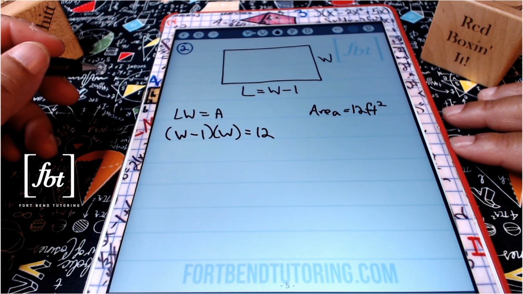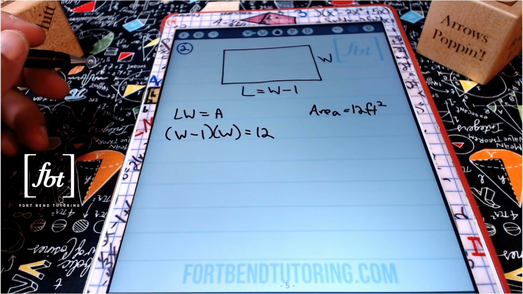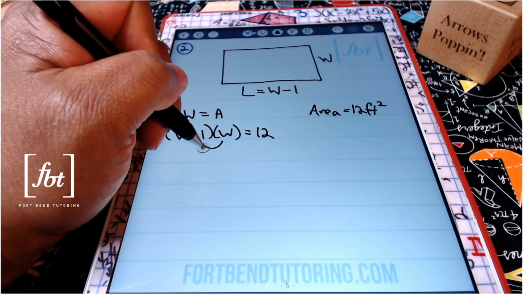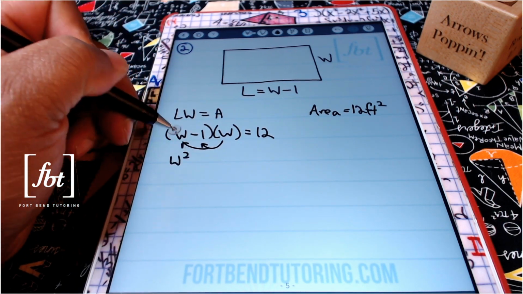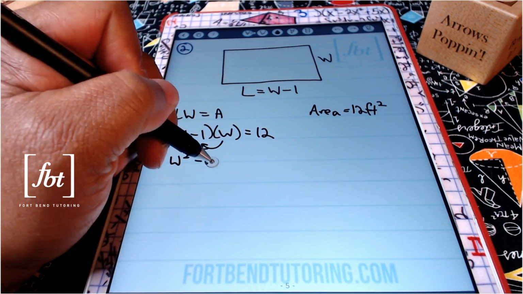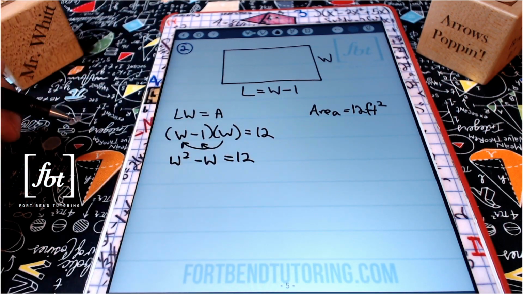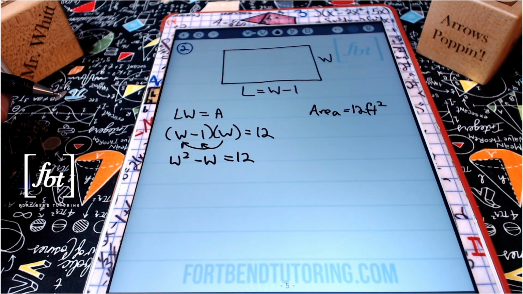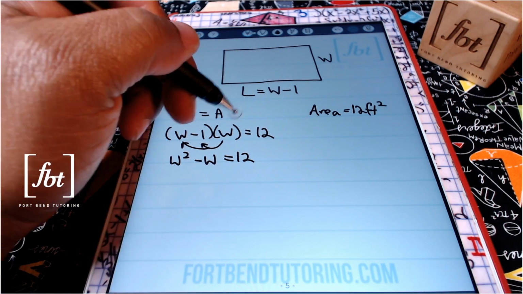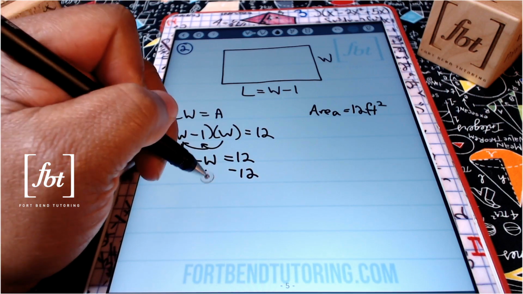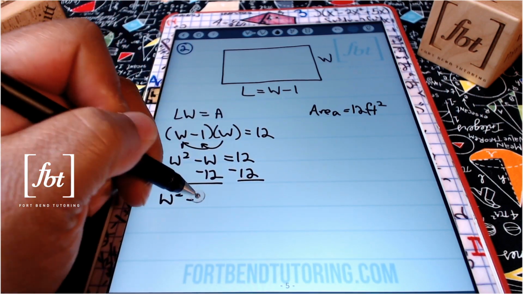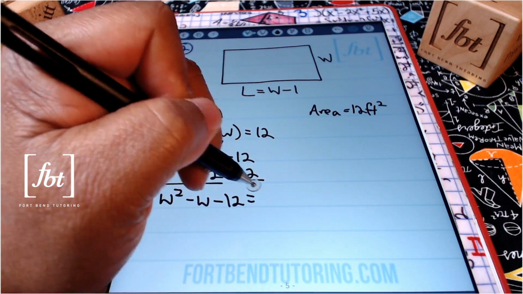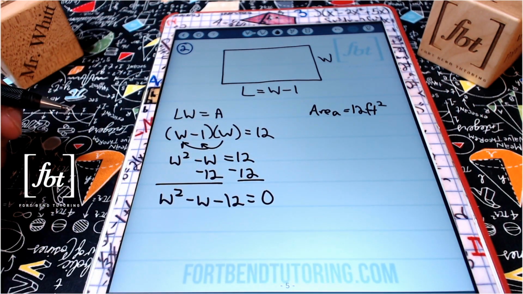From here, I'm going to go ahead and distribute. W times W gives me W squared. W times negative 1 is negative W, and this equals 12. From here, we want to put the equation in standard form of a quadratic equation. So that means that I'll be subtracting 12 from both sides of the equation. And then I'll be rewriting this as W squared minus W minus 12 equals 0. Now we have our equation in standard form of a quadratic equation.